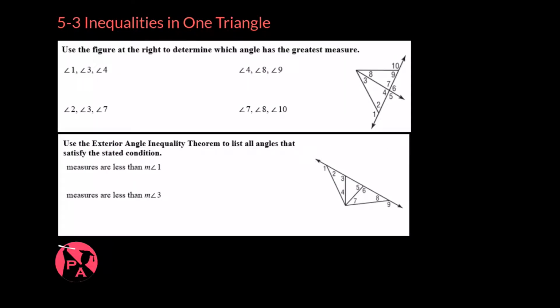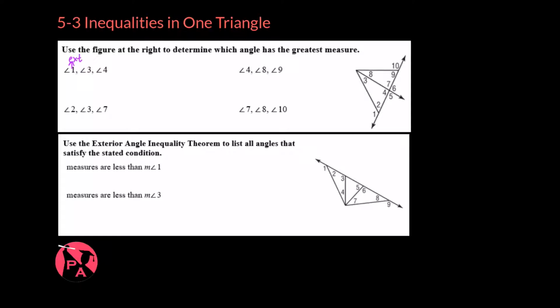Okay, let's see these examples. It says use the figure at the right to determine which angle has the greatest measure. So we are going to be using the same theorem, the exterior angle inequality theorem. For this one we have three angles: angle 1, angle 3, and angle 4. So let's first locate the angles. Angle 1 is here, angle 3 is here, and angle 4 is right here. So if you focus on this triangle right here, 3 and 4 are remote interior angles according to angle 1. Angle 1 is the exterior angle, so that's going to be the greatest one.